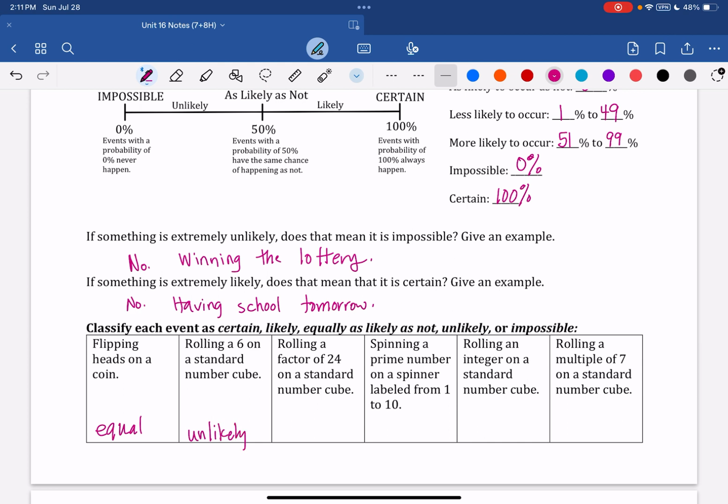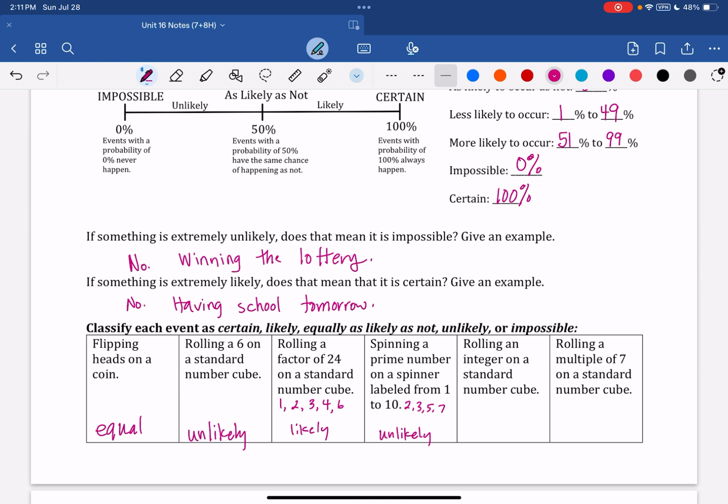Rolling a factor of 24 on a standard number cube. So factors of 24, that means what? If you divide, what's 24 divisible by on a number cube? So 1, 2, 3, 4, not 5, and 6. So all those numbers, so pretty likely. Spinning a prime number on a spinner labeled from 1 to 10. Well, prime numbers from 1 to 10 would be 2, 3, 5, and 7. That's almost half, but not quite, so unlikely.